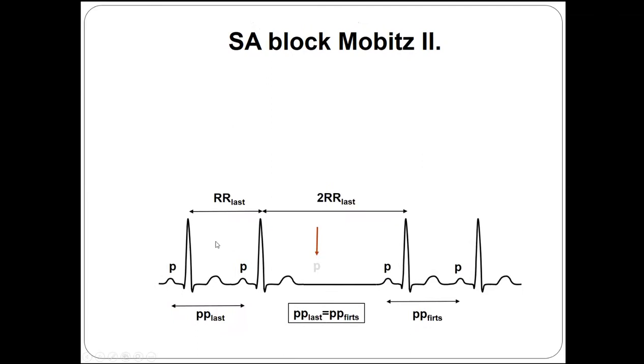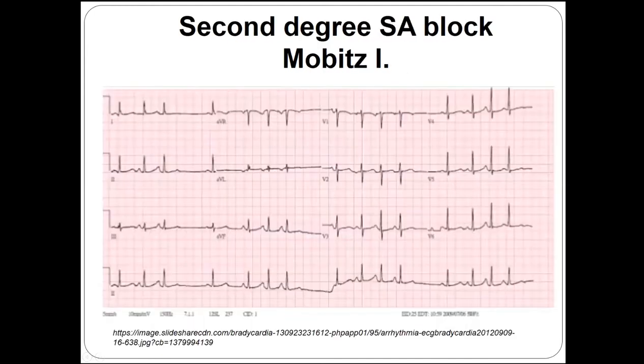Mobitz type 2 is exactly twice the PP interval. That's it. So I have a question. If I want to differentiate between SA block Mobitz 1, for example, and AV block Mobitz 1, I'm looking for a P wave. If I have a P wave but no QRS, it's AV. And if I don't have a P wave and no QRS, it's SA block. Yes, correct. Okay, thank you.